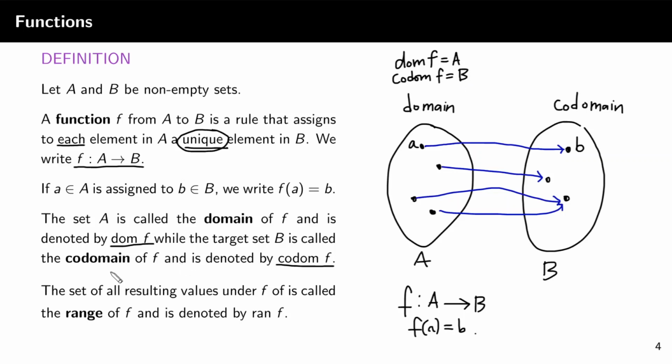Okay. Now, the set of all resulting values of F is called the range of F. So, ano ibig sabihin nun? So, in the process of creating this function, pinartner natin lahat ng elements ng A with a unique element in B. Okay.